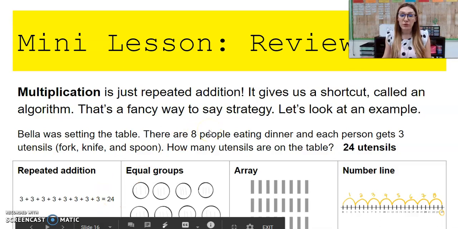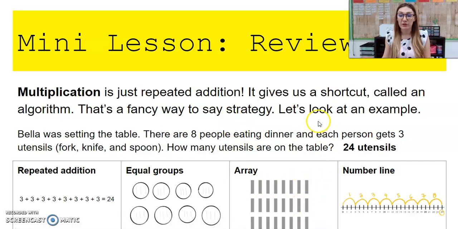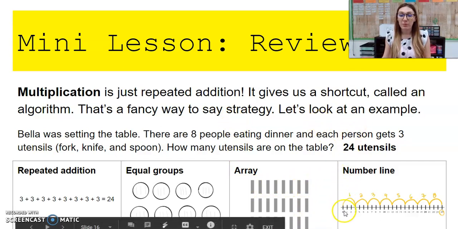We could use equal groups. We would need 8 equal groups, and in each group we would put 3. We could use an array where we have 8 columns and 3 rows for a total of 24, or we could use a number line counting by 3s. So we would need to count by 3s 8 times. We would finally land on 24.